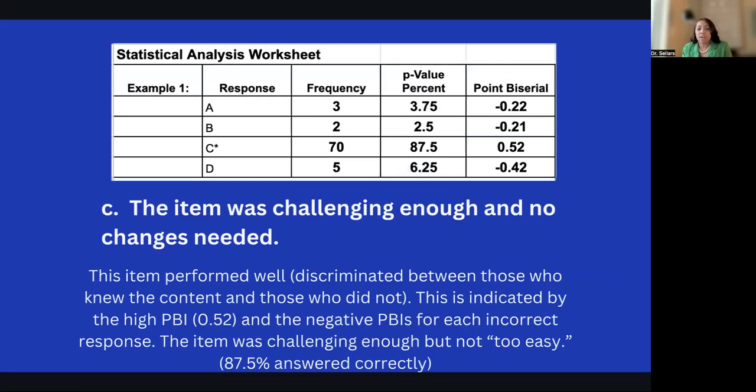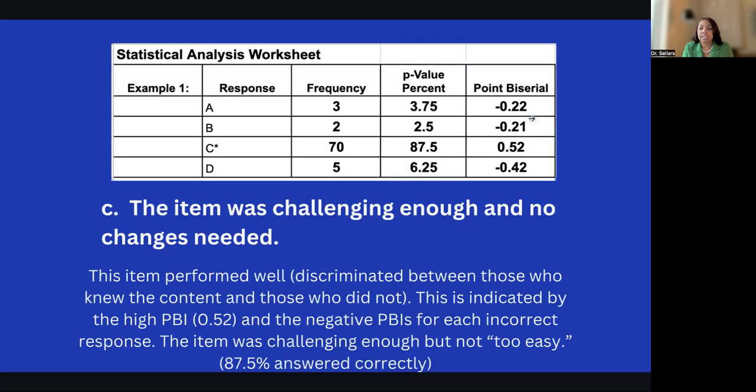Now let's talk about the why. This item performed well, which means that it discriminated between those who knew the content and those who did not. This is indicated by the high point biserial index for the correct option, which you see here. C has a point biserial index of positive 0.52. We always want the PBI for the correct option to be positive and for the incorrect option to be negative.